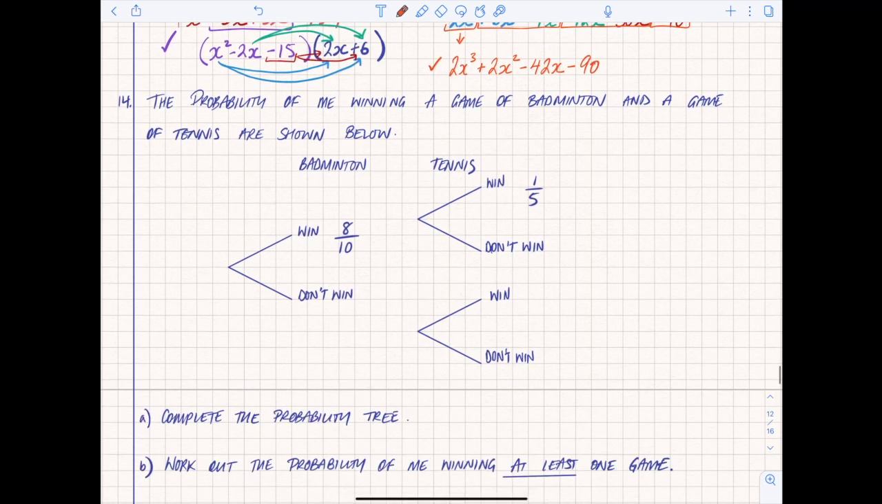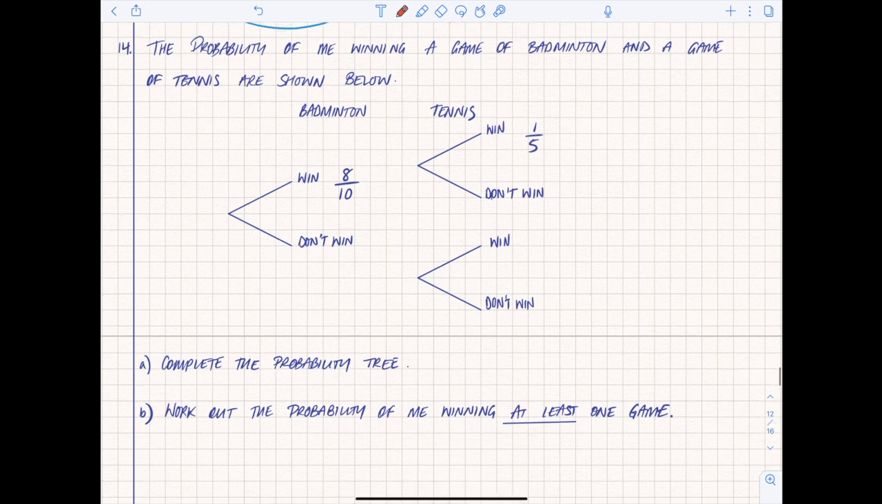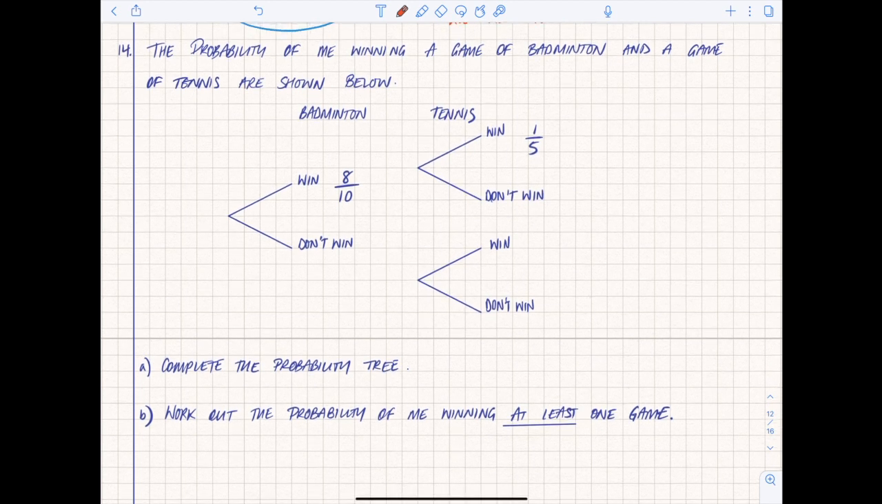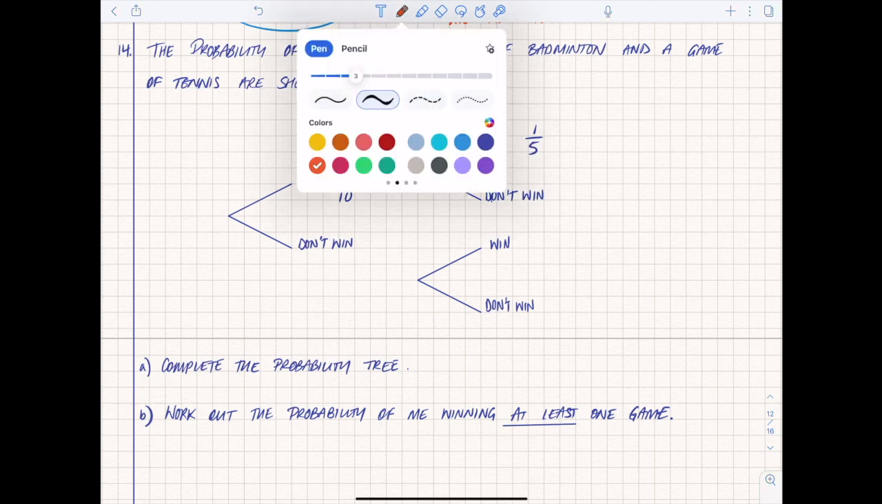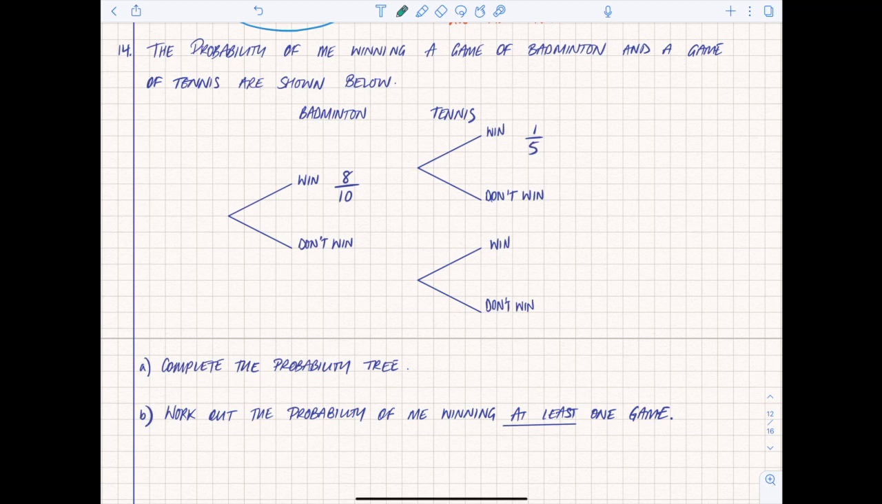Okay, next one, moving on to a bit of probability. So the probability of me winning a game of badminton and a game of tennis are shown below. What we're assuming here as well is that the games are not linked, so the probabilities don't affect each other. So the probability that I win the game of tennis and badminton are here. Badminton, first of all, 8 out of 10, so therefore the probability I don't win is 2 out of 10. Okay. With tennis, it's 1 over 5, so the probability I don't win is 4 over 5.